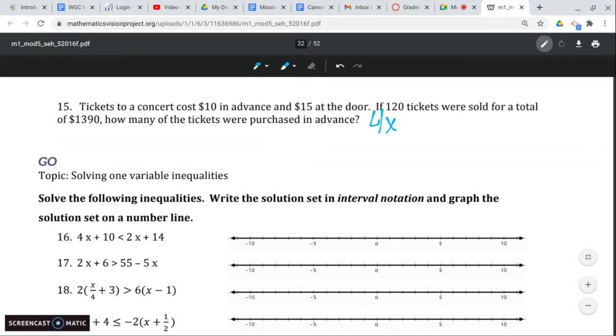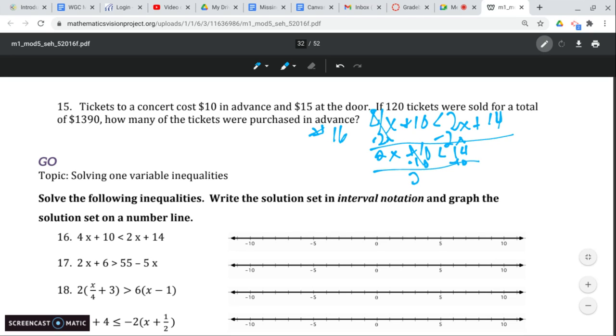So we have 4x plus 10 is less than 2x plus 14. And remember, this is number 16, not number 15. So we subtract the 2x. That will cancel. We'll have 2x plus 10 is less than 14. Subtract 10. 2x is less than 14 minus 10, which is 4, divided by 2. So x is less than 2.